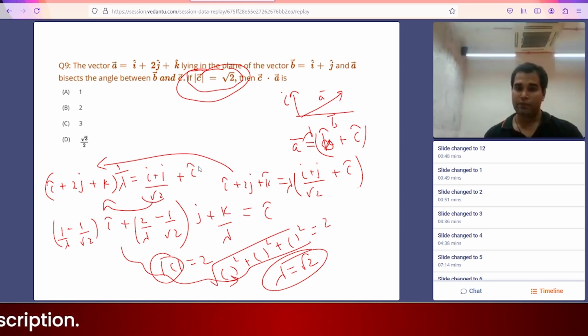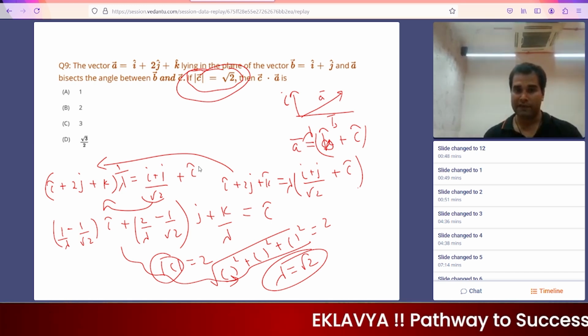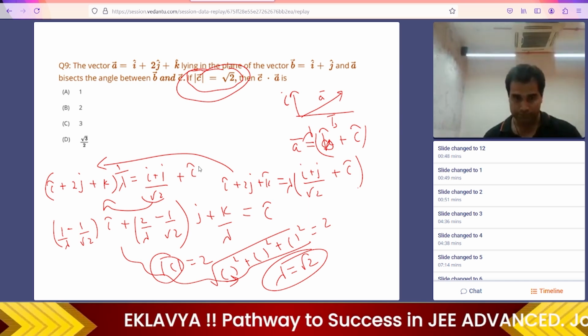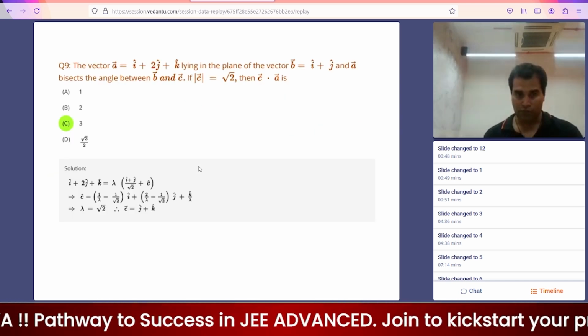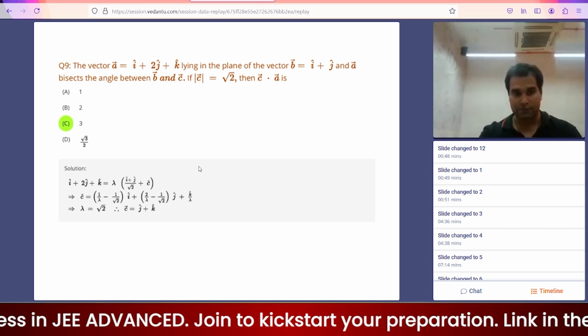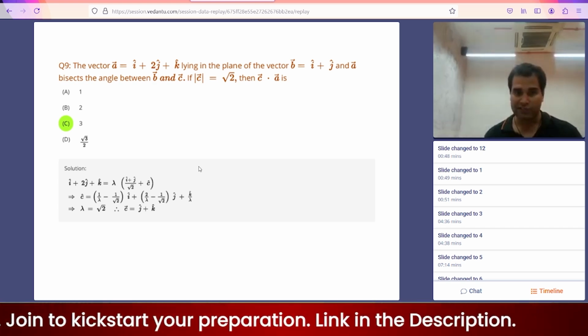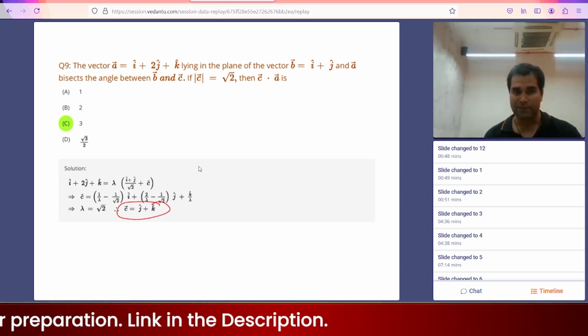When lambda is root 2 and we put lambda equal to root 2 here, we will get this option. When lambda equals root 2, vector C is j plus k.